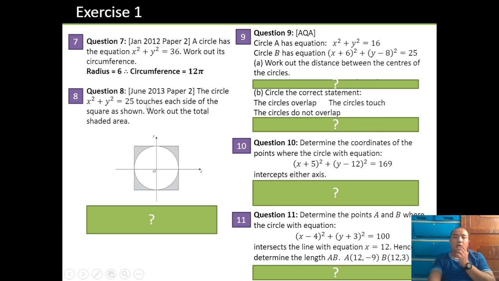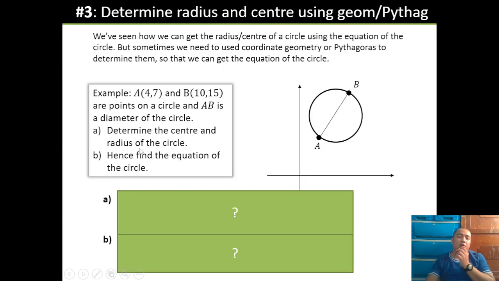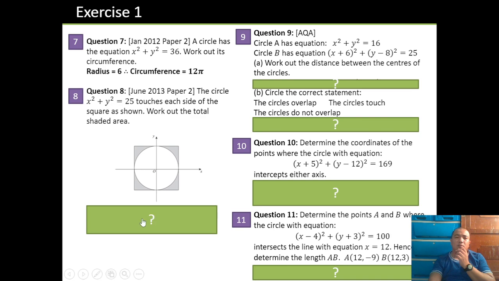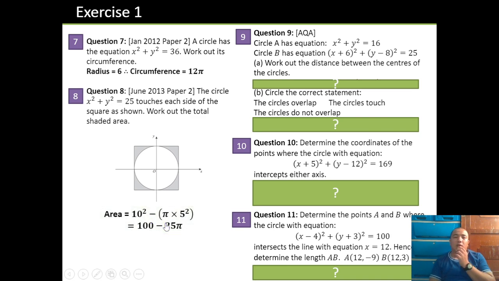The circle, x squared plus y squared equals 25, is inside a square. Adjust each side of the square as shown. Work out the total shaded area. Okay, find the area. It's just the area of the square minus the area of the circle. The side of the square, or its diameter, is 10, because the radius is 5. 5 plus 5 is 10. So, 10 squared minus pi r squared: 100 minus 25 pi is the shaded area.